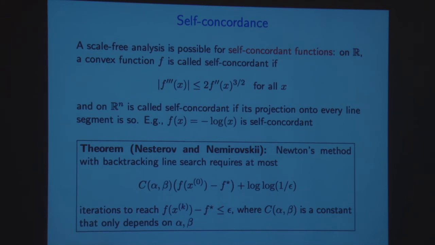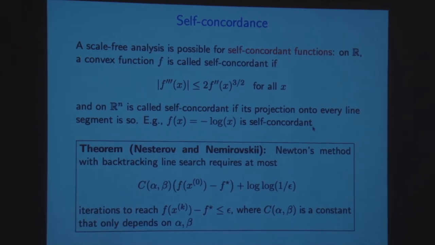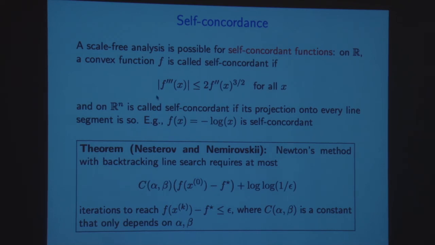If you want to learn more, then the reference that I link at the end is this book by Nesterov and Nemirovski. It's called Interior Point Polynomial Convex Programming or something like that. It's, I think, the definitive reference on self-concordance, or at least it was one of the original references.